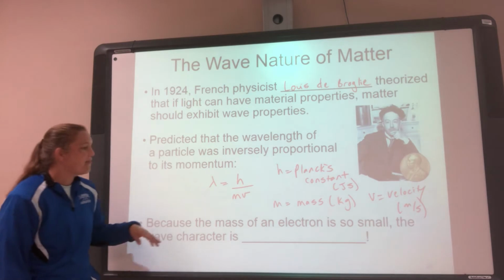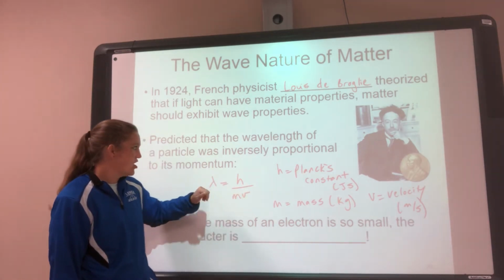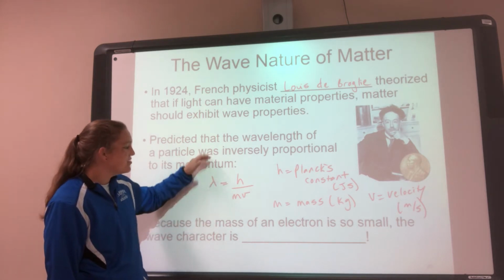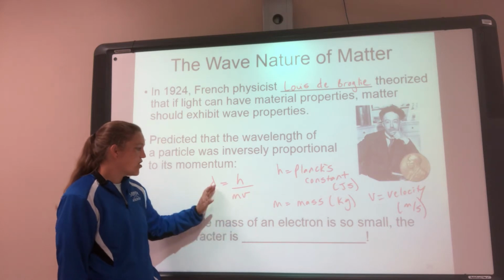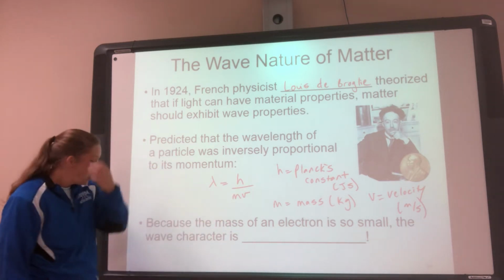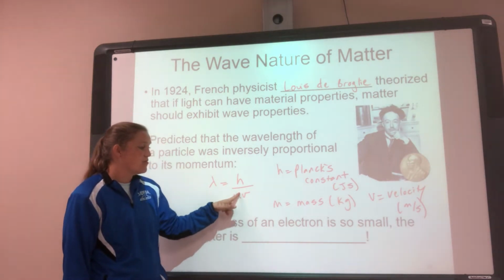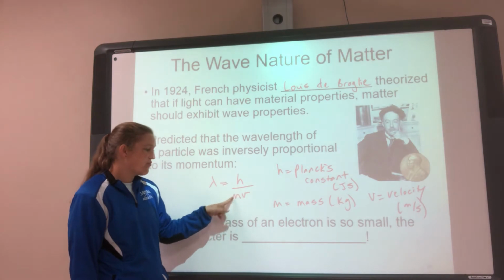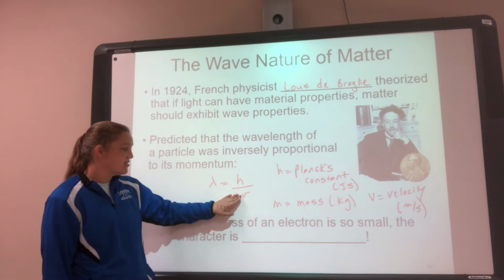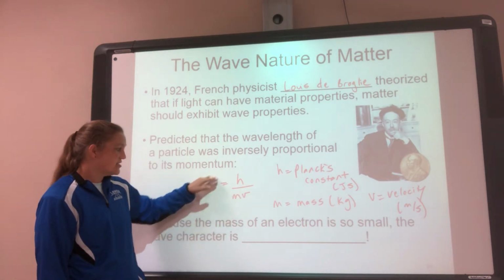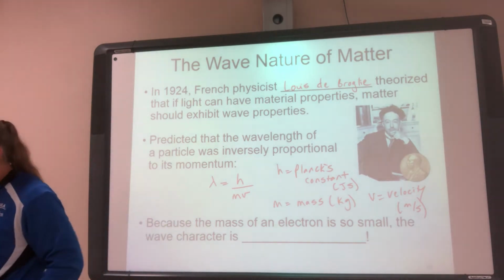So here, I'm relating my wavelength to Planck's constant, the mass, and the velocity. So I've noticed that the wavelength is inversely proportional to the velocity, okay? So as one goes up, the other goes down. Now, because the mass of an electron is so small, remember the mass of my electron is really, really small, so this number is going to be a really small amount. This means that the wavelength is going to be really big, my wave character is going to be very significant.